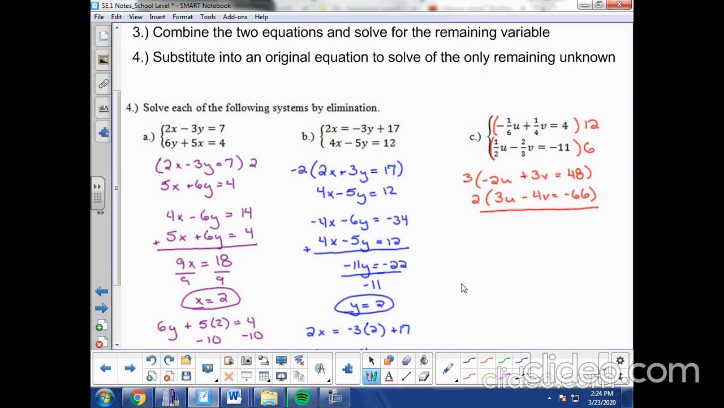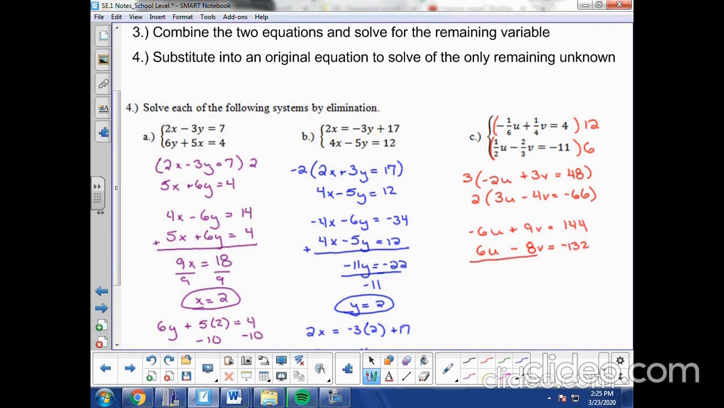So if I do that, if I multiply the first equation by 3, that's going to give me negative 6u plus 9v equal to 144. Again, you can multiply those numbers in your calculator. I'm going to multiply the bottom equation by 2, so that's going to give me 6u minus 8v equal to negative 132. So multiplying everything in the top equation by 3, everything in the bottom equation by 2.